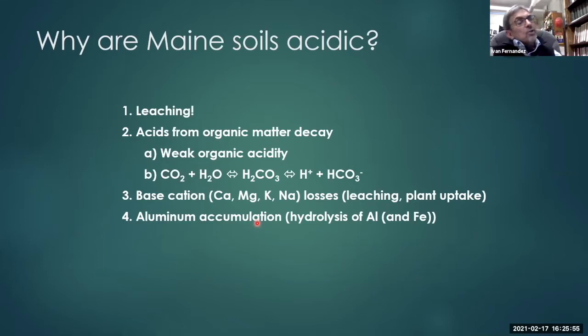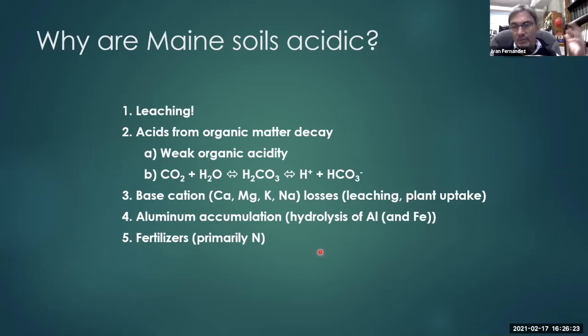And in this part of soil chemistry and soil science, we think of hydrogen and aluminum as the acidic cations, and these four, calcium, magnesium, potassium, and sodium, as the base cations, or the alkaline cations.